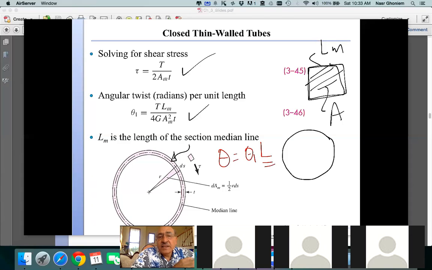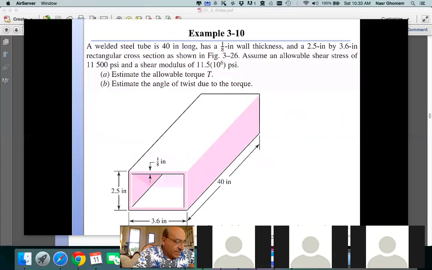And in design, there are limits to how much we can twist the shaft, so it becomes important to reduce theta 1 as much as possible by making G very high, or by using a thicker cross-section and so forth. So these are the two formulas we use, and here's an example. You have a square or rectangular cross-section, 2.5 by 3.6. The wall thickness is 1/8, and then we have a maximum allowable shear of 11.5 KSI.